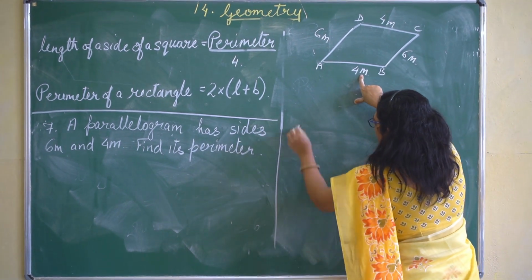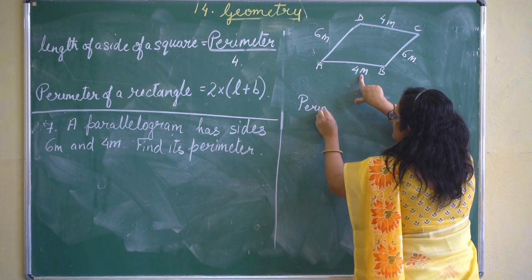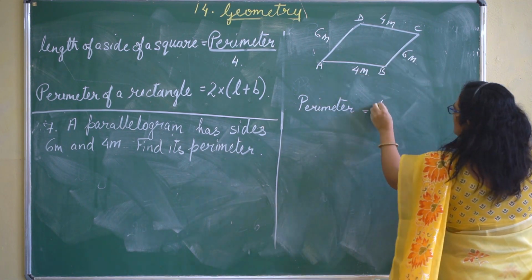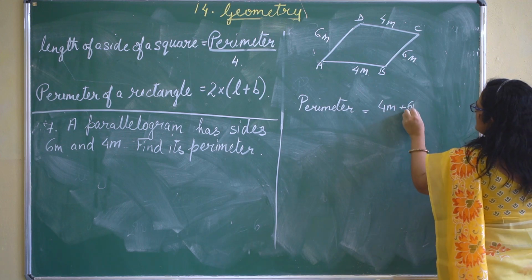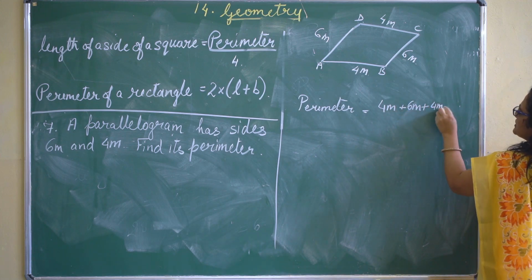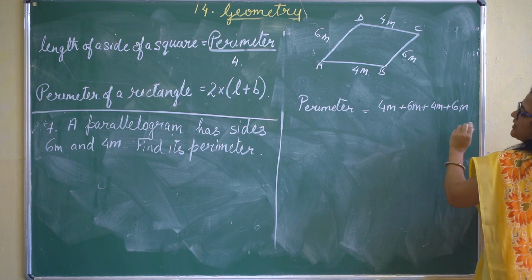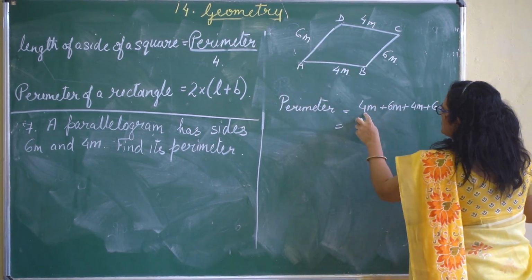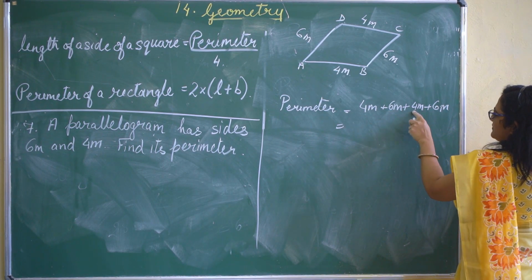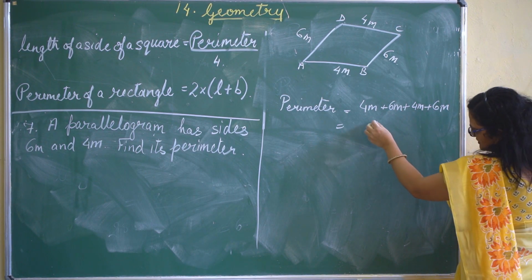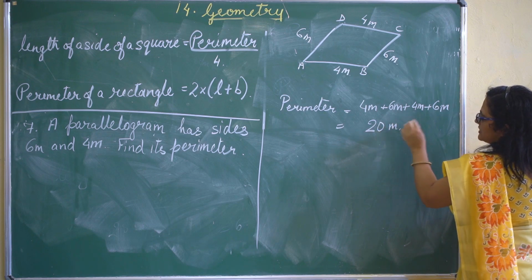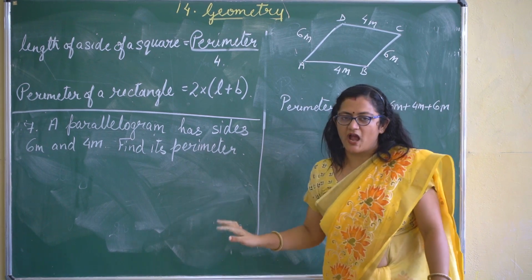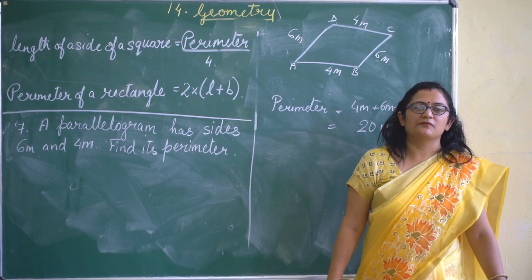Now we have to find the perimeter of the parallelogram. What will we do? We will add all these. 4 meter plus 6 meter plus 4 meter plus 6 meter. To find the perimeter of a parallelogram, all the sides are added. 4 plus 6, 10, 10 plus 4, 14, 14 plus 6 is 20 meter. This is the perimeter of a parallelogram. In this way, I have completed the explanation of chapter number 14, Geometry.